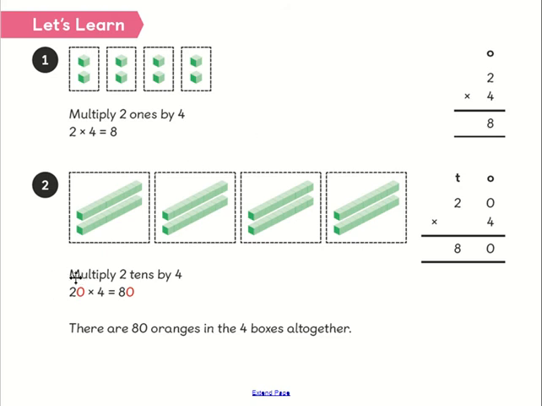Now underneath, it's showing us that actually what we're trying to work out here is we're multiplying two tens by 4. So instead of having our ones, we've got two tens. So we can count up 20, 40, 60, 80. 20 times 4 equals 80. And it shows us here, the red zeros are showing us that what we've done is multiply this number sentence by 10. We've made it 10 times bigger, so the answer is going to be 10 times bigger than this answer. There are 80 oranges in the four boxes all together.